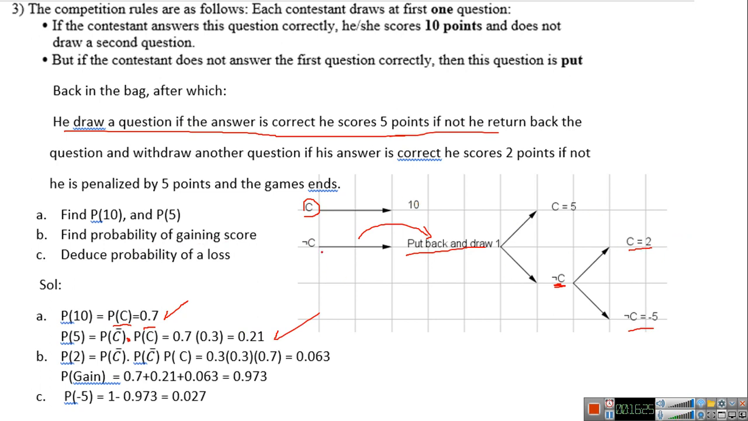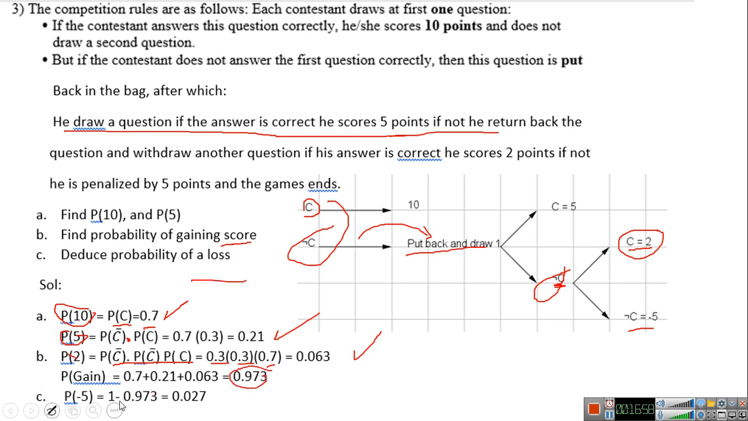Remains to find 2. To find 2, it's P of non-C, then we return it back, P of non-C another time, then P of C. You can see non-C independent because I'm returning it back. So P of non-C 0.3, non-C 0.3, P of correct 0.7. This is the answer. I want the probability to gain a score. To gain a score is P of 10 plus P of 5 plus P of 2. If you make the sum, it will be 0.973.